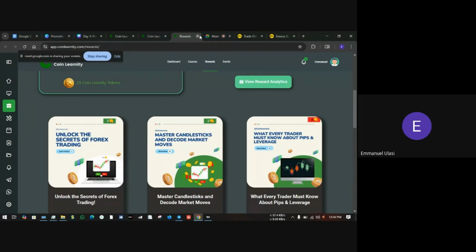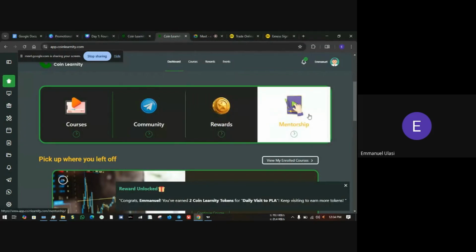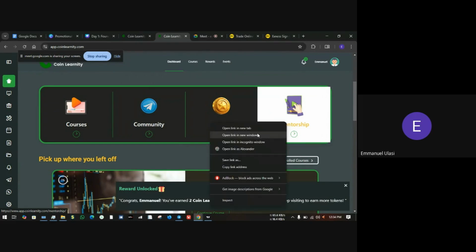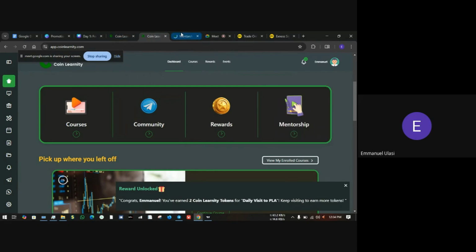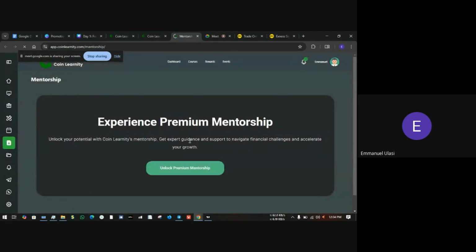So going back to the dashboard, the last section we have here is the mentorship section. For people that prefer a one-on-one mentorship approach, a private mentorship, you can click on this here, and that should bring you to this page where you'll be able to purchase the one-on-one mentorship. Depending on the kind of mentorship you want, you're going to be given access to any of the premium courses connected to that mentorship.